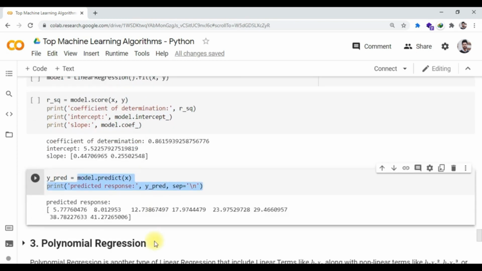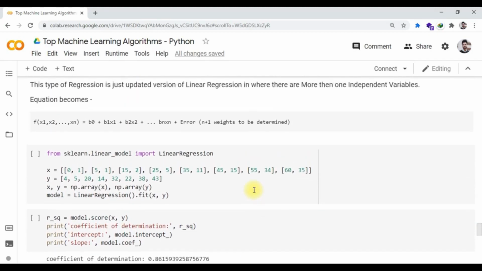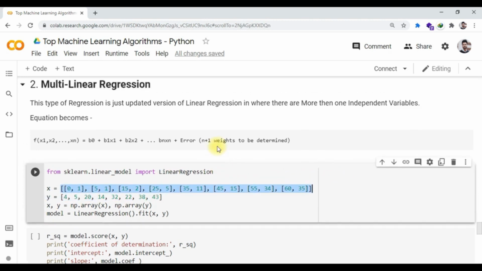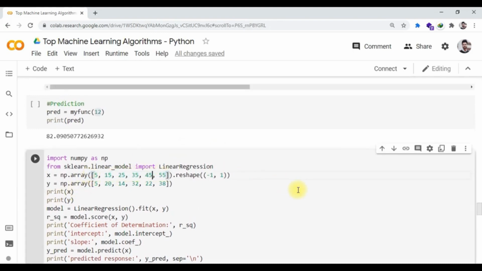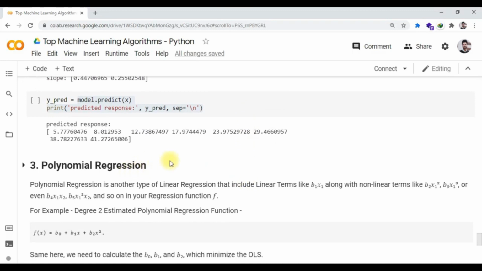So basically this multiple linear regression model is just one step ahead of the simple linear regression model. The only difference is in the values of x: there are multiple column values, whereas before there was only one-dimensional data. That's it. Okay guys, in our next video I will tell you about polynomial regression.